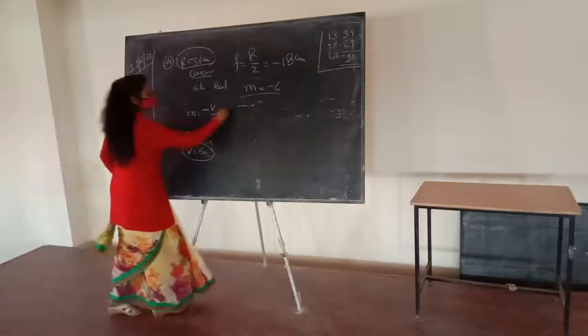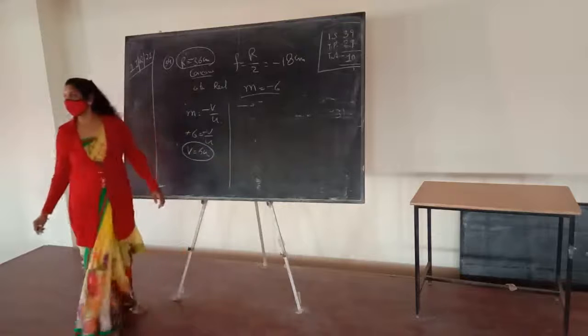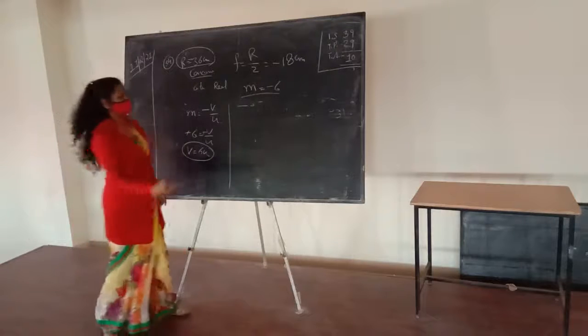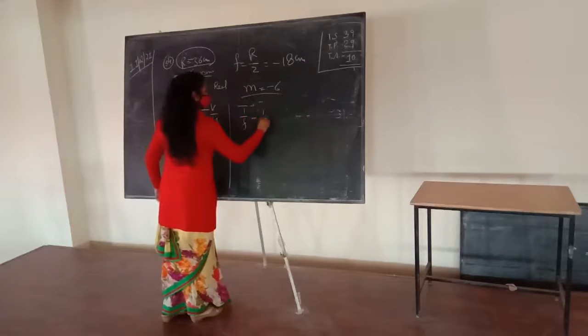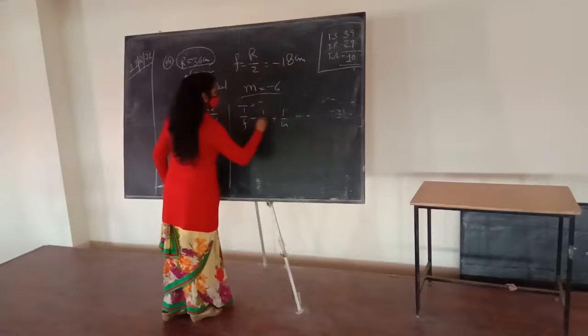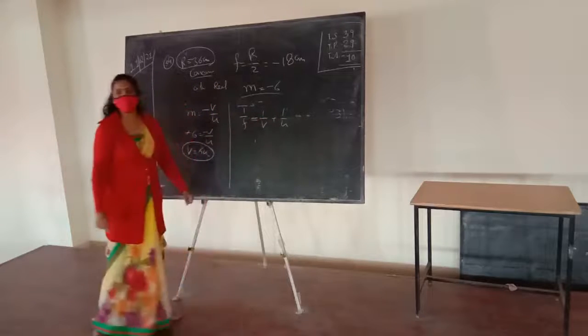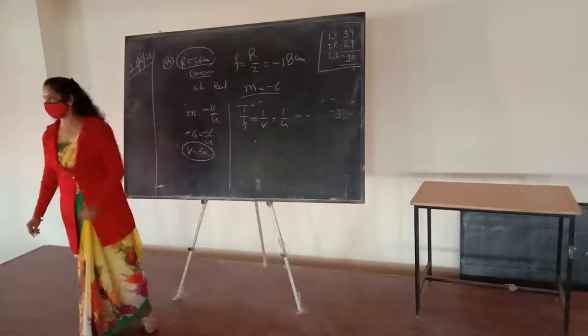Now we can apply the mirror formula. Jessica, what is the mirror formula? 1 upon v plus 1 upon u. So please apply this formula and find the value of u and v. Jessica, sit down. Good.